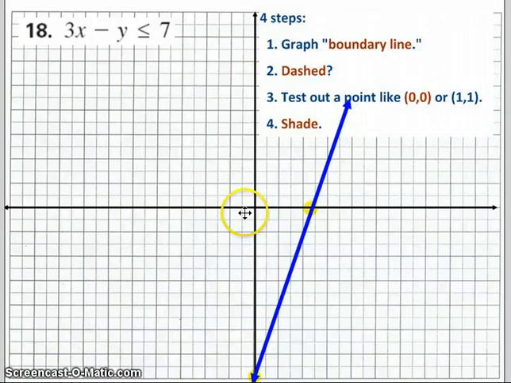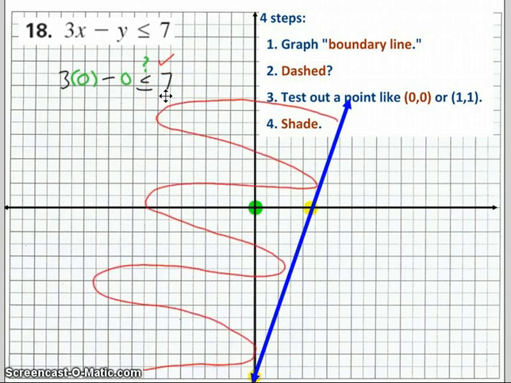I've said before that graphing is often a judgment call, as is reading a graph. Now, should it be dashed or not? It does not need to be dashed this time because the arrow is underlined. Now I've got to test out a point. Well, clearly, again, 0, 0 is well to one side or the other, so I'm going to try that again. I plug 0 in for both x and y, and I ask myself, is 3 times 0 minus 0, in other words, this whole side, going to be 0. Is that less than 7? And this time it is. So I shade that side.